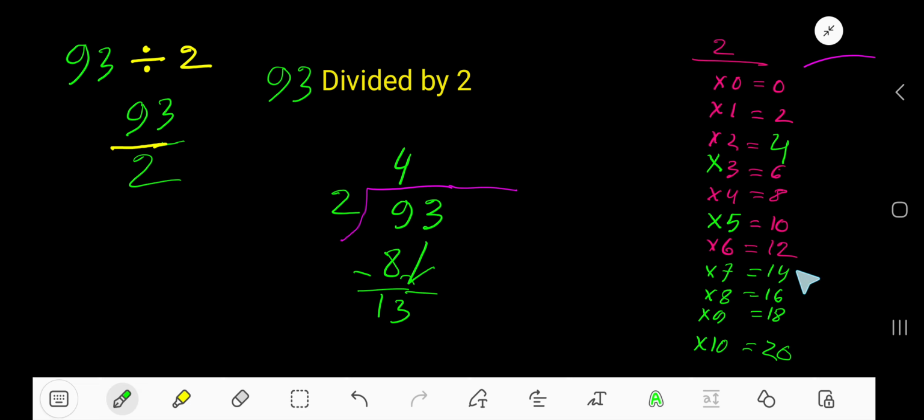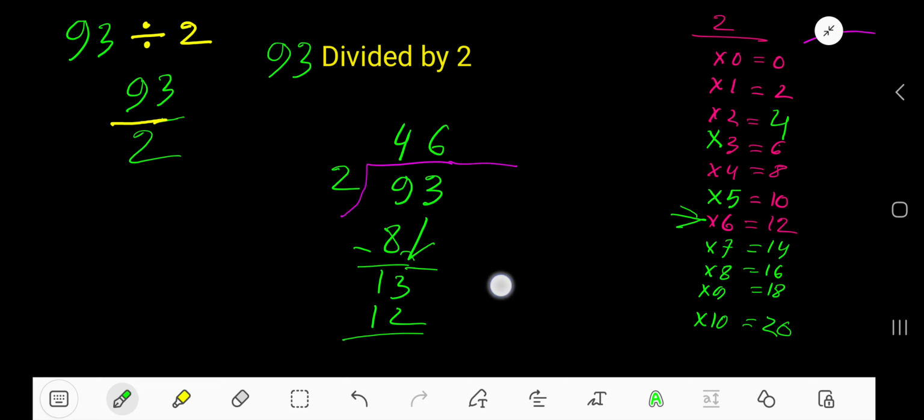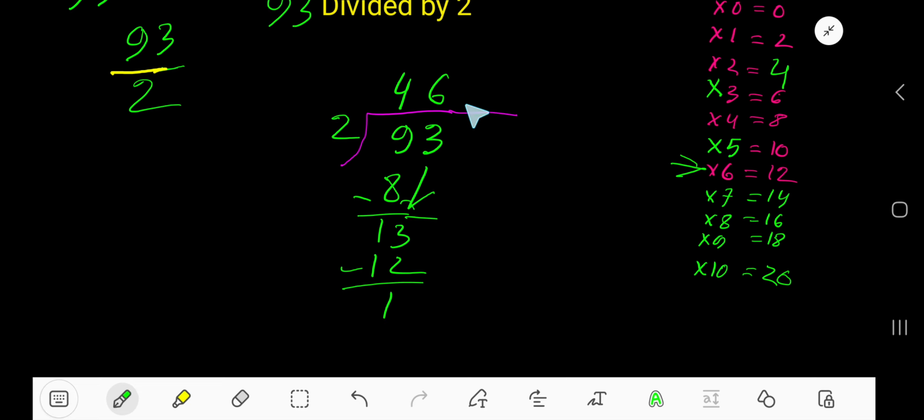2 goes into 13 how many times? Look, 6 times is 12, 7 times is 14. 14 is greater, so 6 times. Right, 6 times 2 is 12. If you subtract, then you are getting 1. So 46 remainder 1 is your answer.